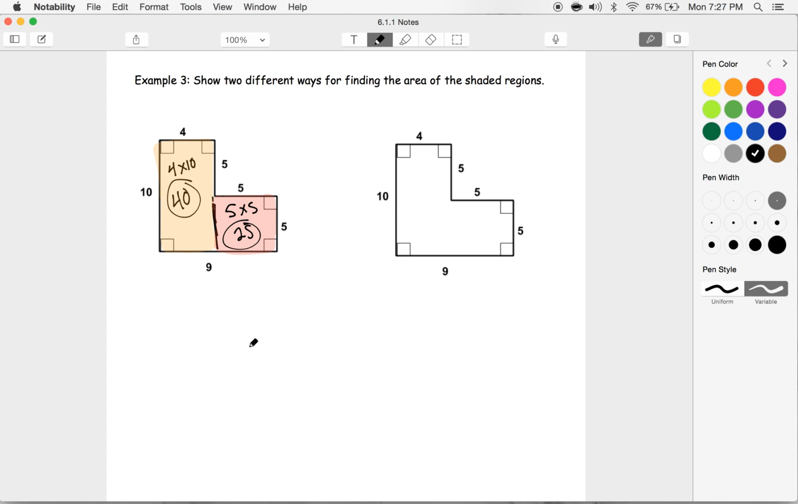gives me 25. Now I still want the area of the entire thing, so what I'm going to do is add these. 40 plus 25 equals 65. 65 square units.